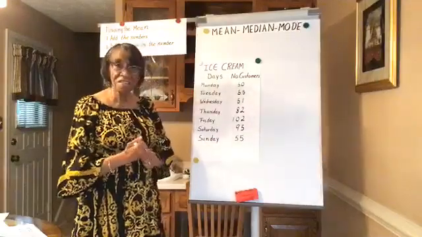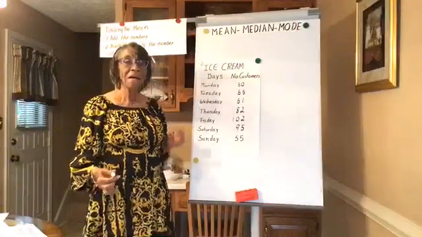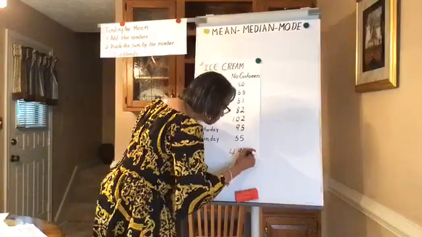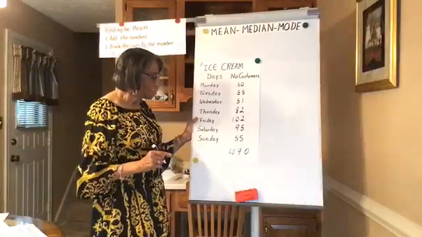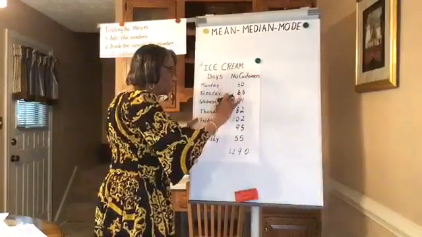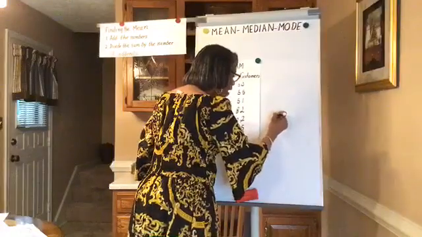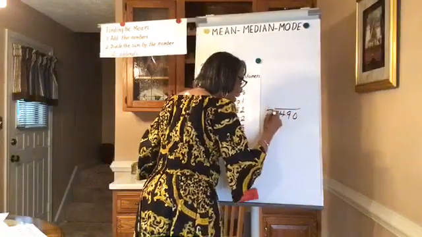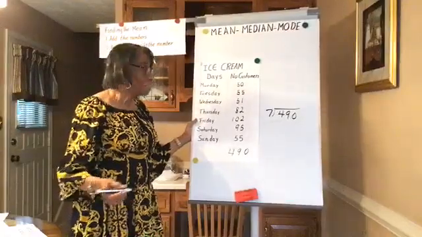All right, what did you find for the sum? Is anyone saying 490? All right, the sum is 490. That's step one. So how many numbers did we add? How many add-ins? 1, 2, 3, 4, 5, 6, 7. So now our next step is to divide 490 by 7. All right, let's do that. And we get 70.